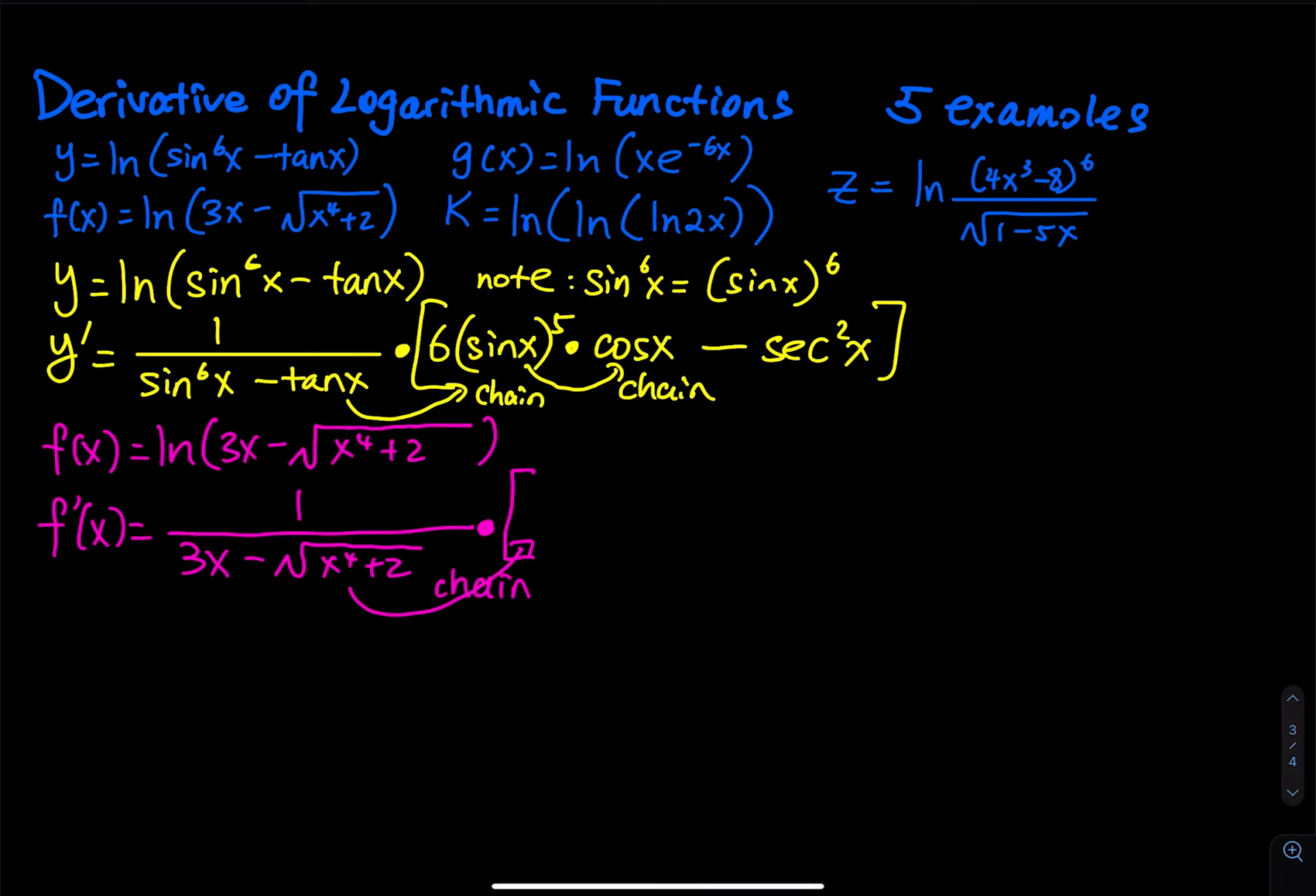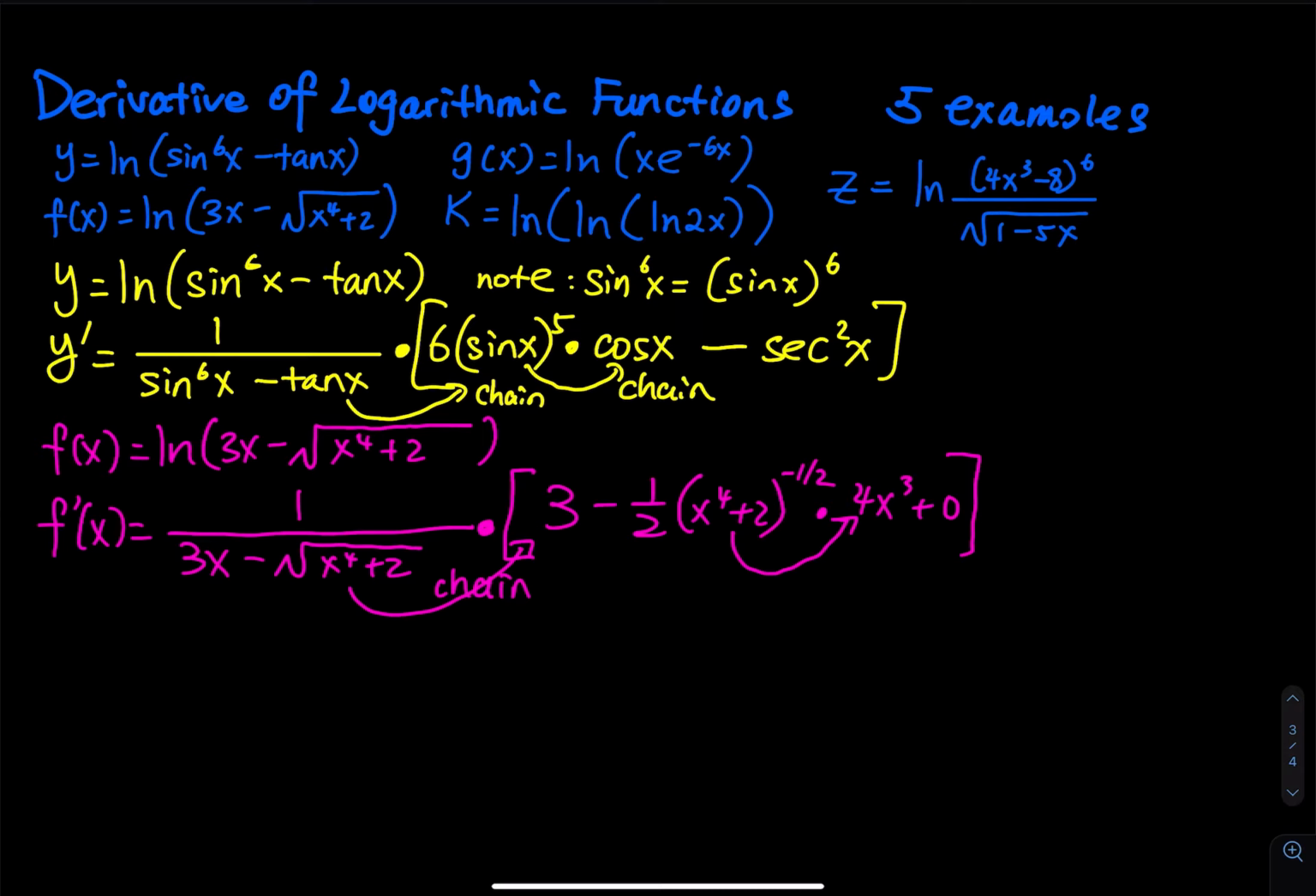The derivative of 3x is 3, and then you bring the 1/2 down, we have x to the 4 plus 2 to the negative 1/2. The derivative of this parenthesis is 4x to the 3rd power plus a 0. So you put the entire square bracket to the numerator. For the simplification, you can simplify the 4 and the 2, and I guess that's it.